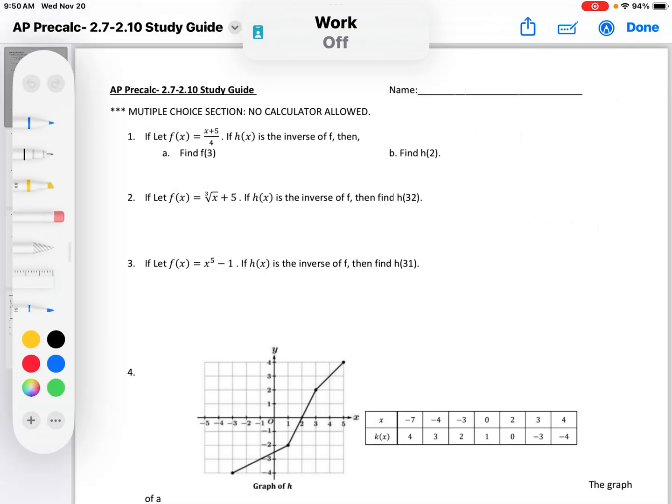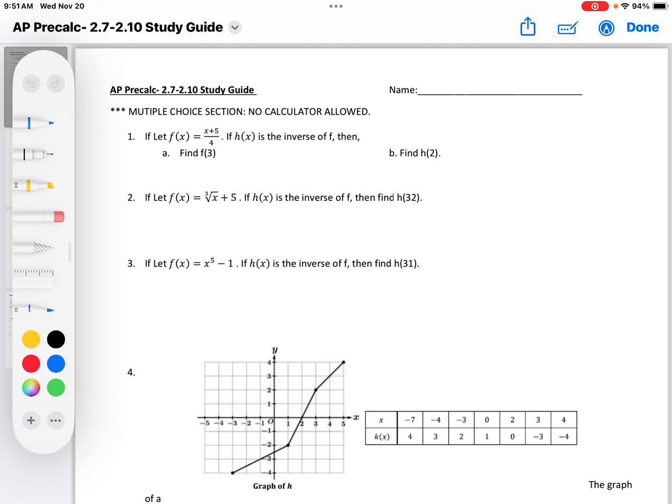I am going to make this video about how to do the problems on this study guide. I'm going to go fast so I can get this video made, but you can always pause and rewind as needed. All right, so the first section here, we're going to be looking at inverse functions.